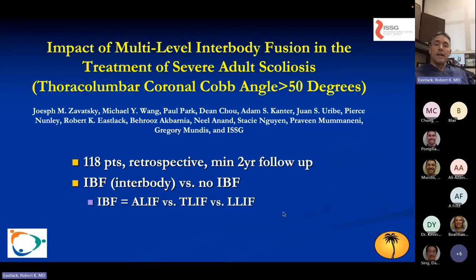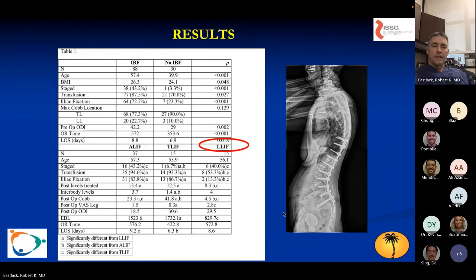Well, that's a great question that we've answered somewhat, but as I said before, the technology has evolved and we can do different things and more advanced corrections. This is a study that looked at more significant adult scoliosis deformities greater than 50 degrees and evaluated interbody fusion techniques and found that laterals tended to provide for less transfusion risk, had a better post-op COB improvement, and less EBL.